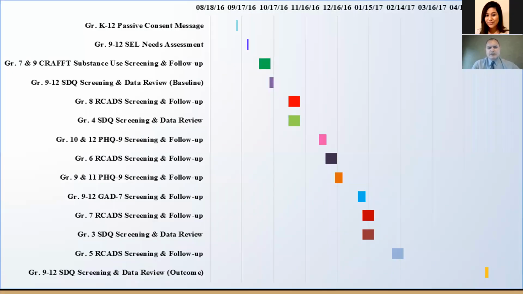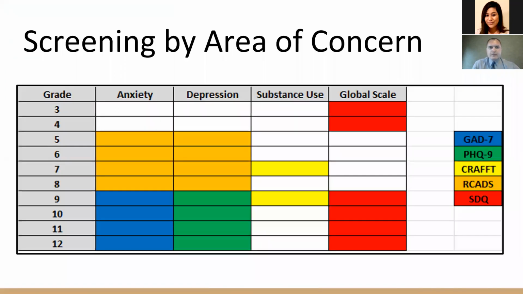This is just a brief breakdown that shows the calendar of screening. We try to ensure that our screening happens mostly on the front end of the year. Next slide. And then really the area, screening by area of concern. This is just a visual of what we screen for at which grade level.